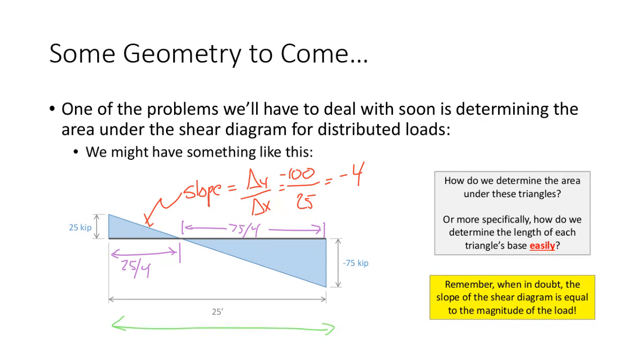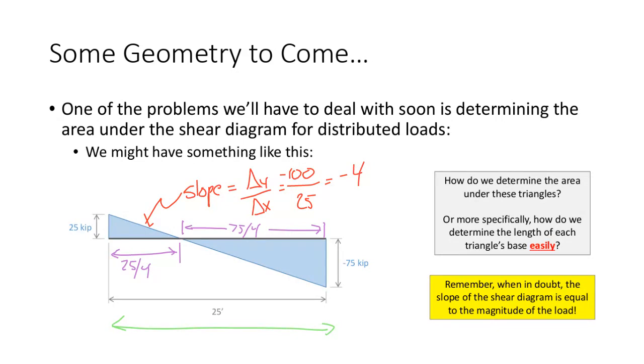And so if you know 25, if you know the base of each of those triangles, then 1/2 of the base times the height will tell you the area under those curves. And we need that because we'll need to determine the area under the shear diagram to not only plot the moment diagram, but also as a check that our shears and moments are coming out correctly.